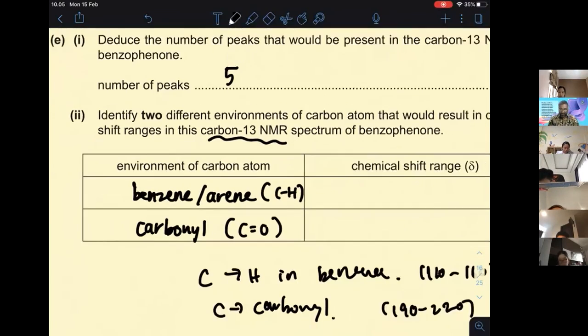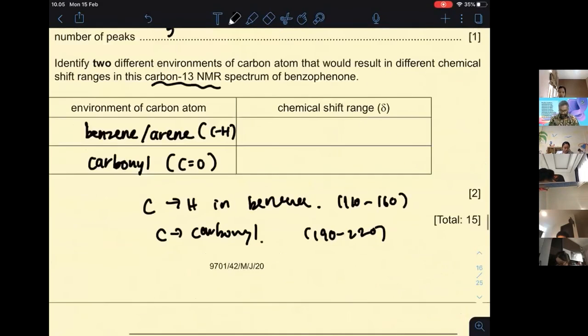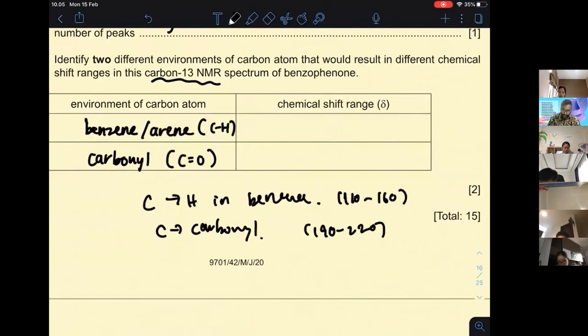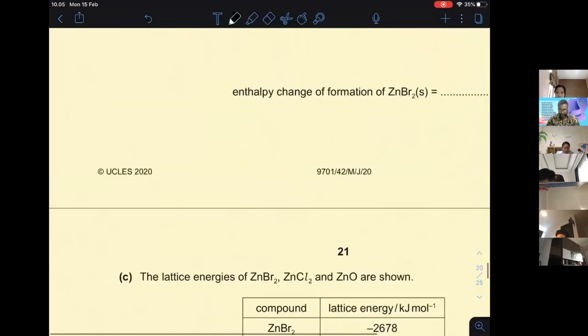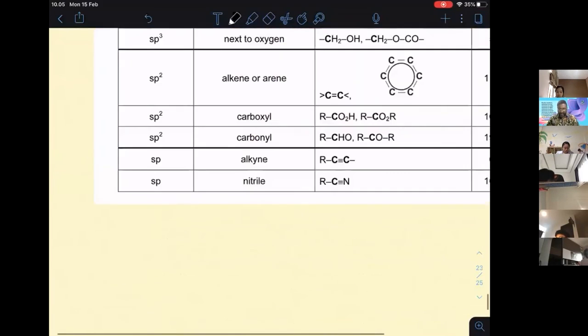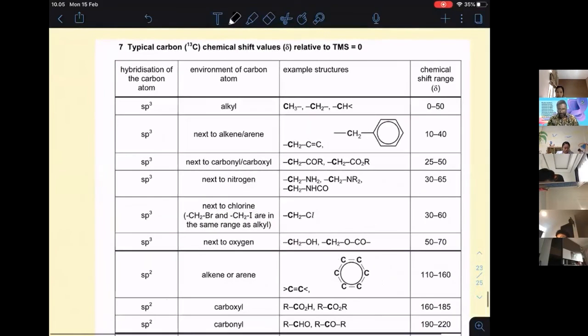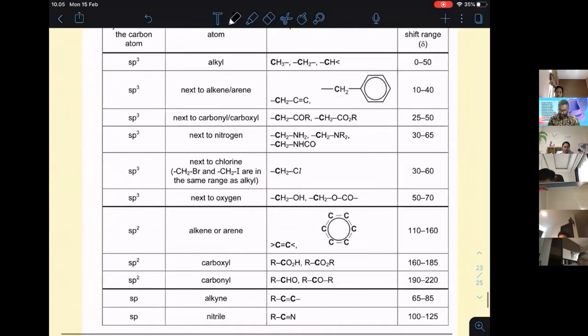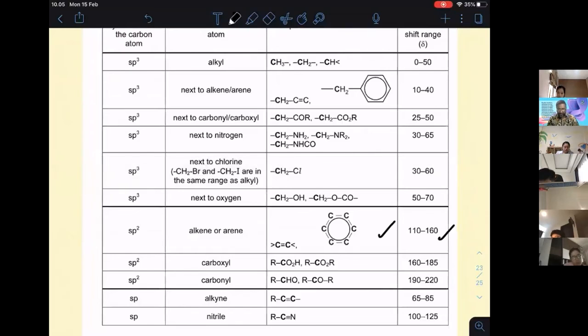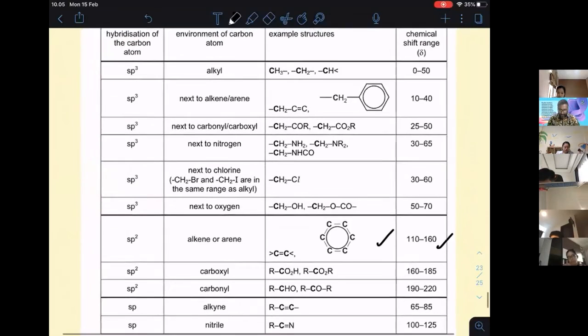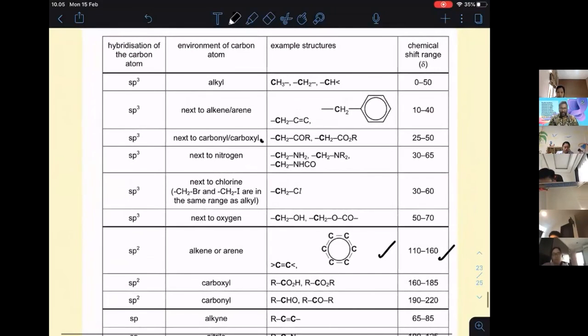What is the chemical shift? Here I found out, later I'll show you, 110 to 160 and 190 to 220. You can see benzene and carbonyl. If you look at your data booklet, you will get this. So I want to look for benzene. You can see the benzene is around here, so I'm looking for 110 to 160. And I'm also looking for carbonyl.